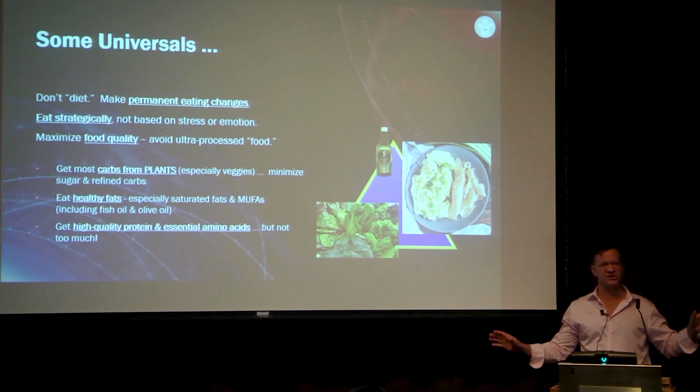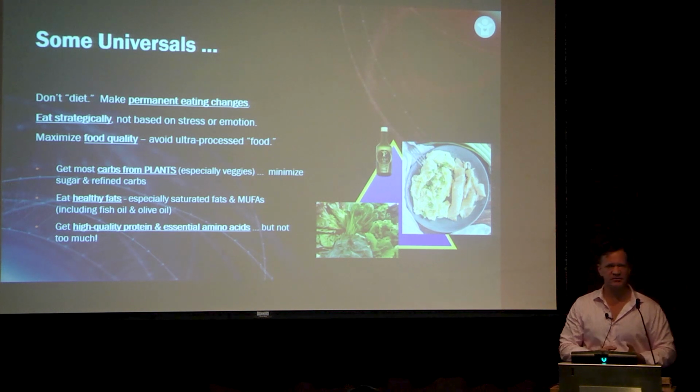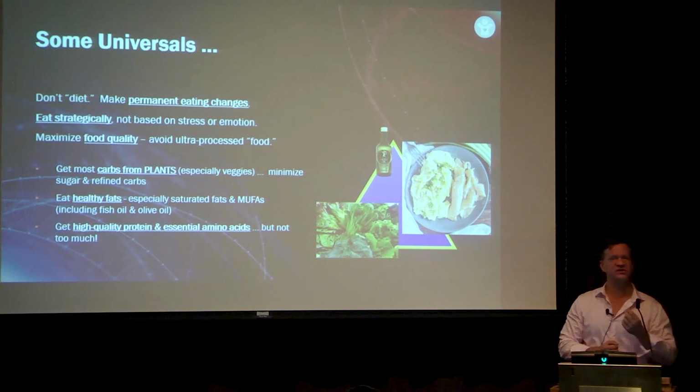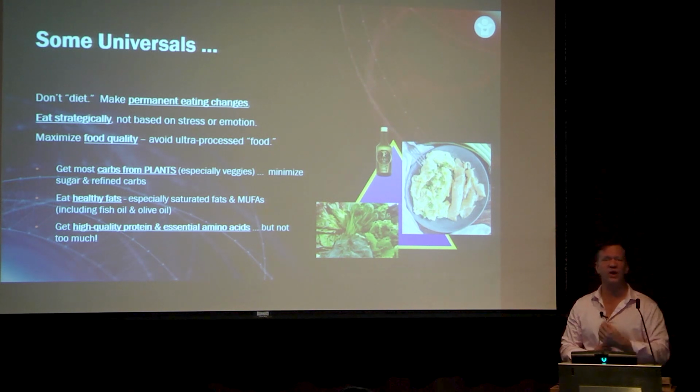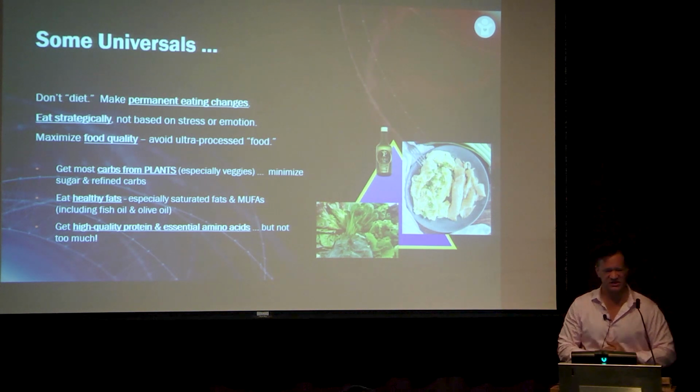Just a couple of universals. Again, going over this really quickly. Try not to diet. Try to make permanent eating changes that are sustainable, that you can stick with forever, for the rest of your life. Eat strategically and not based on stress or emotion. Try to give your body what it needs when it needs it. Maximize food quality as much as you can and avoid ultra-processed food.